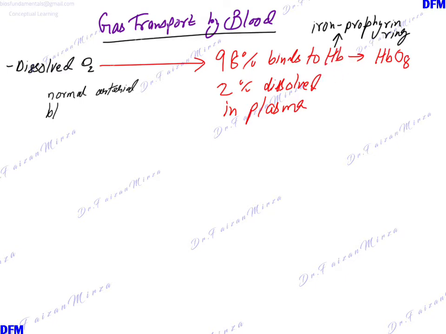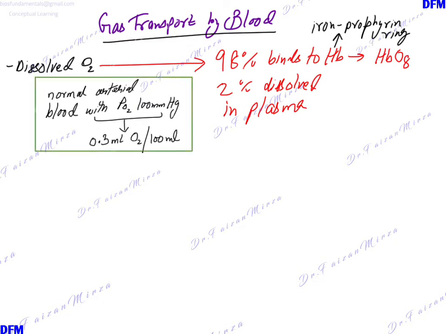Here, oxygen binds to the iron porphyrin ring. There are 4 iron ions present in one hemoglobin molecule. So 98% of oxygen is carried in that way. Normal arterial blood with a PO2 of 100 millimeters of mercury will have 0.3 ml of oxygen per 100 ml of blood.